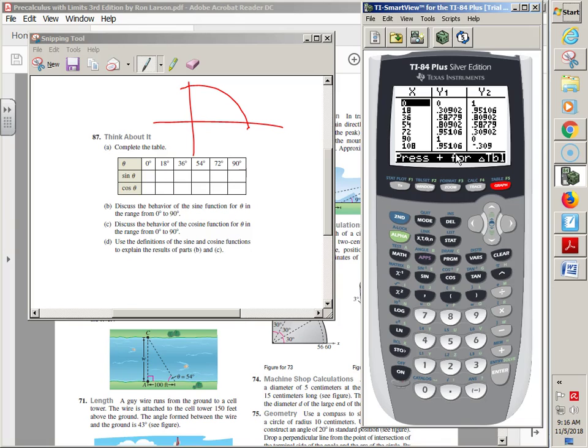So sine increases to a highest of 1. What does cosine do? Decreases from 1 to 0. So sine increases from 0 to 1. Cosine decreases from 1 to 0.